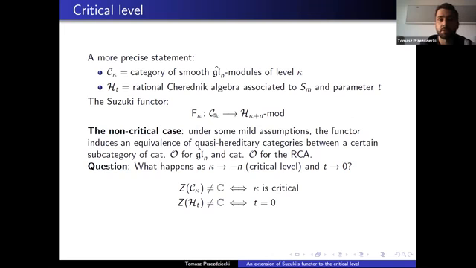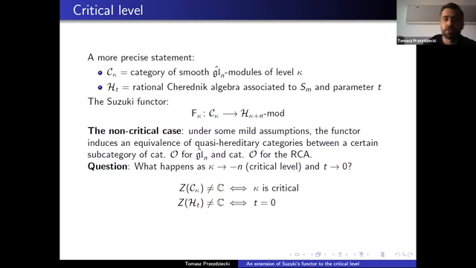So this Suzuki functor goes from this category of smooth modules of level kappa to the category of modules of the Cherednik algebra, and we have a shift of the parameter by n. Suzuki and Varagnolo-Vasserot studied this functor in the non-critical case. Under some mild assumptions on the parameters, it was shown that this functor induces an equivalence of quasi-hereditary categories between a certain subcategory of category O for affine GL_N and category O for the rational Cherednik algebra. Of course, you have to take a subcategory here because this functor kills a lot of objects.